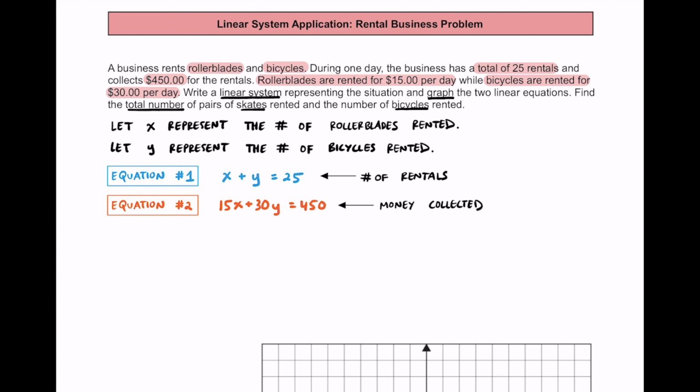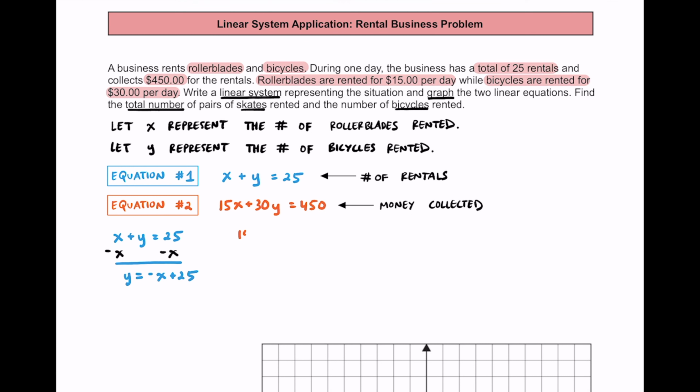Now that we have a system of linear equations written in standard form, let's rewrite them in slope-intercept form because that's going to be a little bit easier to graph. For our first equation, which represented the number of rentals, we have x plus y equal to 25. If we want to turn this into slope-intercept form, which is y equals mx plus b, we should subtract x from both sides of this equation. On the left side, x minus x will be 0, and we'll be left with y is equal to negative x plus 25 on the right side.